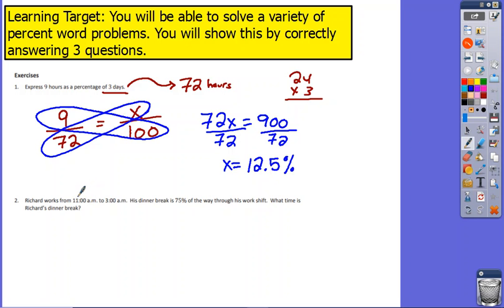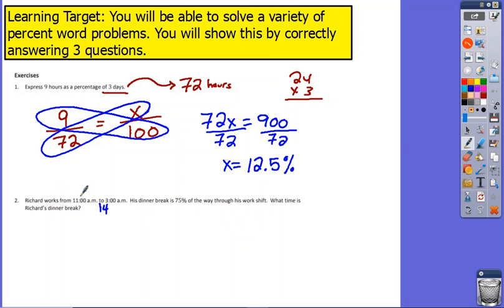From 11 a.m. to 3 a.m. That sounds like a really long time. So, isn't that 14 hours? Okay. His dinner break is 75% of the way through his work shift. I'm pausing because that is a ridiculous amount of time there.